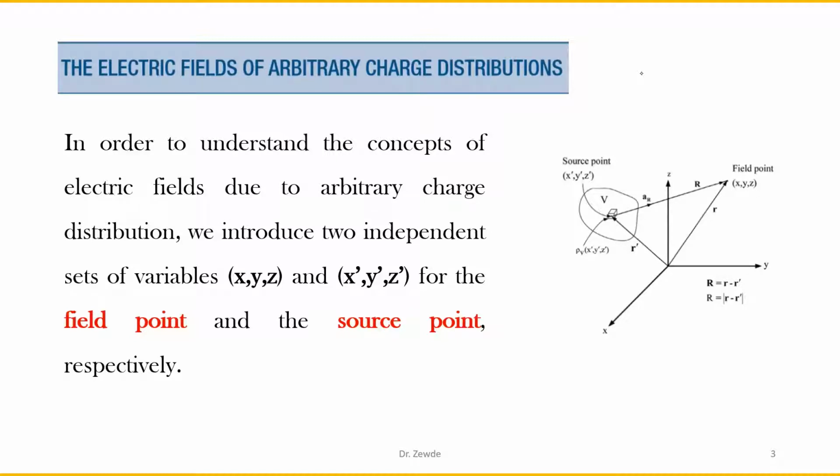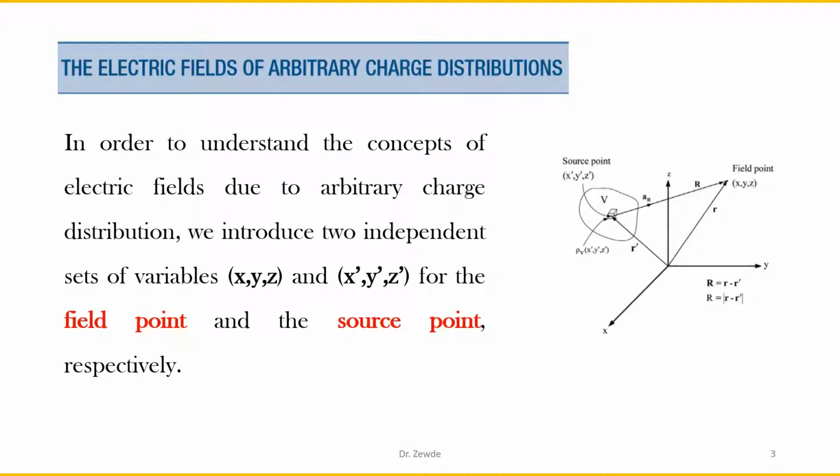Now we'll see how to determine the electric field when we have an arbitrary charge distribution. In the previous case, we assumed that we have symmetry, and when we have a symmetrical distribution, we can apply Gauss's law to determine the electric field given the charge distribution. But if we don't have symmetry, then we can't use Gauss's law. In those cases, we need a different approach to determine the electric field.